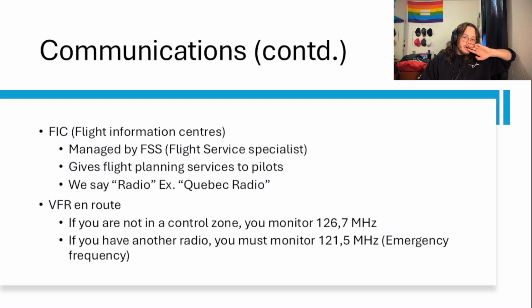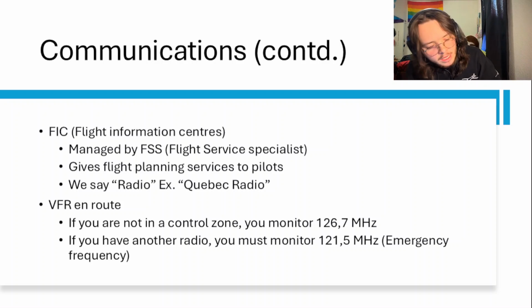Great. VFR en route. So VFR en route basically means you're between control zones. You're just in the air. Control zones would be like airports and whatnot, or places close to airports. If you're not in a control zone, you must monitor 126.7 megahertz. That's the frequency that everyone's on. If you're about to do flips, they don't know where you are.